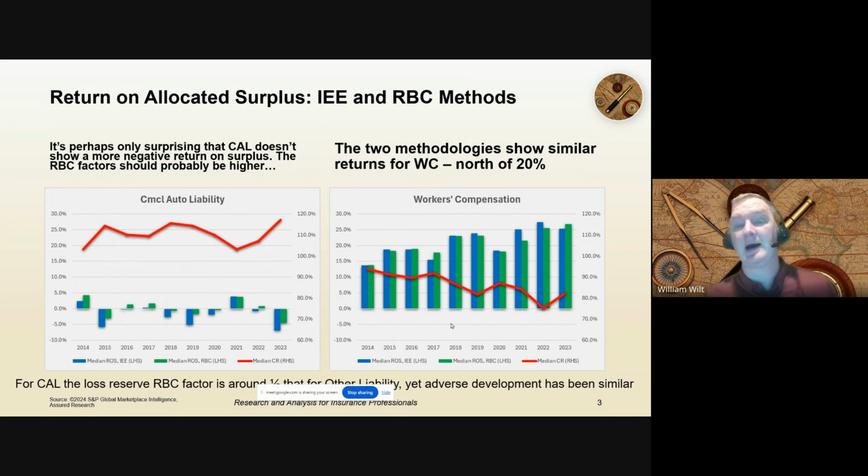And then, of course, the opposite is true for workers' compensation. Both methodologies, all of which in these four lines are broadly similar. You see workers' compensation with an average combined ratio in the mid to high 80s. These are calendar years, so with favorable reserve development, and you see returns on surplus north of 20%.